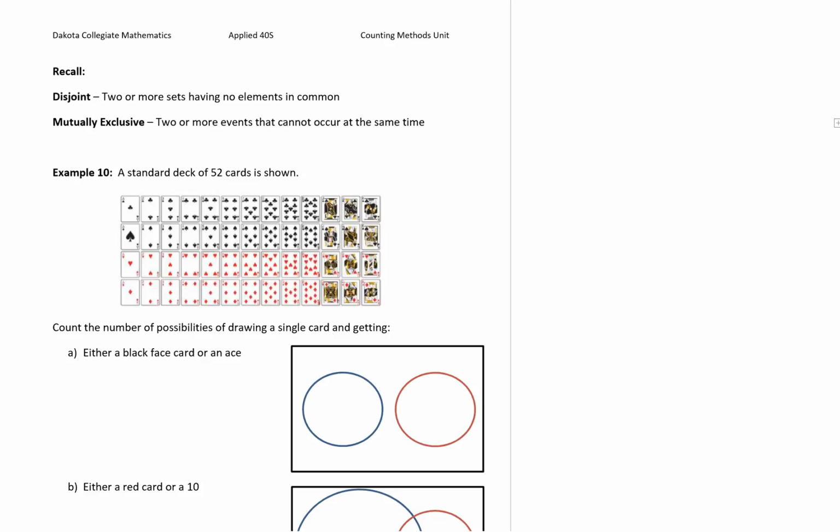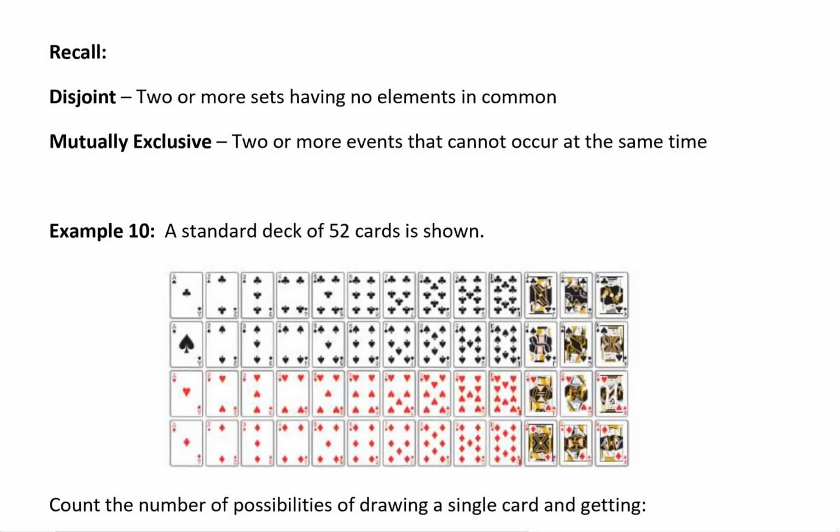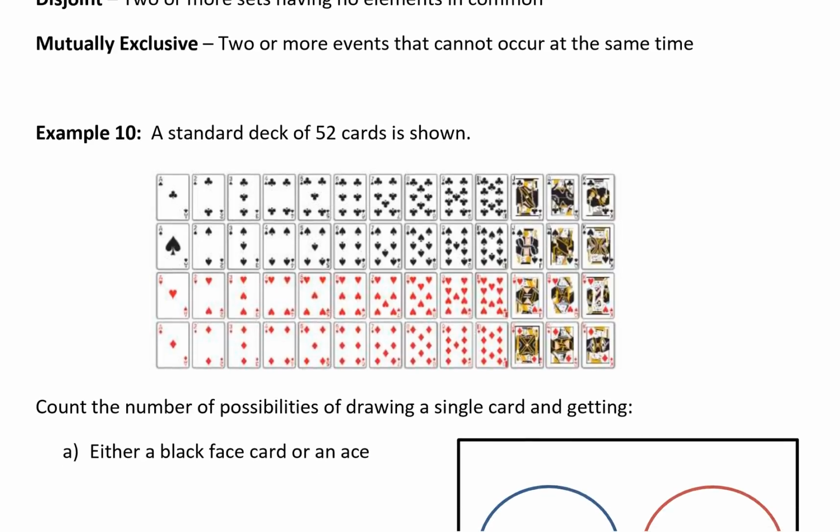Let's take a look at this last example, example 10. It has to do with a standard deck of cards. And just a reminder from our last unit that disjoint means 2 or more sets have no elements in common. Mutually exclusive means that 2 or more events cannot occur at the same time. Okay, so again, here's our 52 cards, and it says count the number of possibilities of drawing a single card and getting either a black face card or an ace.